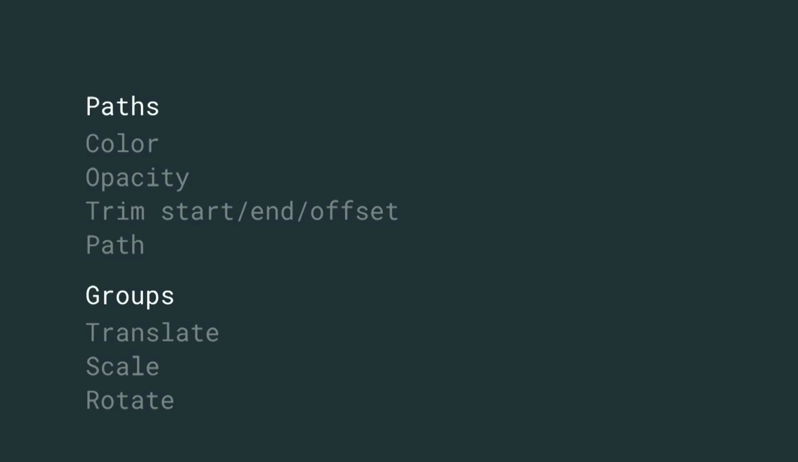So we understand the format now. What can you actually animate? The cool thing is you can animate pretty much everything of those attributes of a vector drawable we looked at. On a path, you can do the color and opacity, the trims and the path. And on groups, you can do the translate, scale, and rotate.